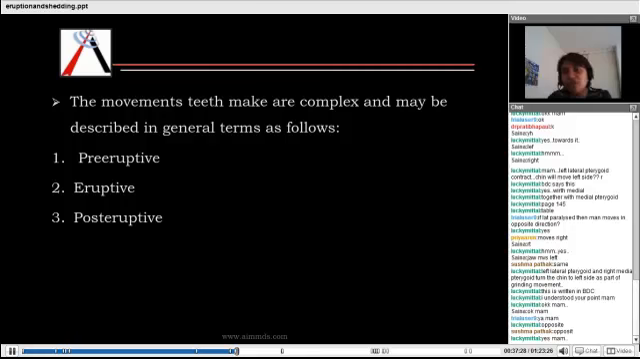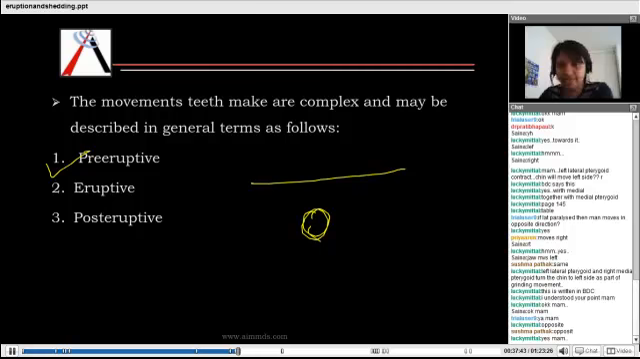Okay, so eruption is the process of a tooth moving from its starting position until it reaches the occlusion. Now there are three movements. One is the pre-eruptive movement. Pre-eruptive movement means when the crypts are inside the bone, when they have not yet reached the epithelium, they have not yet come into the oral cavity. That is the pre-eruptive movement.